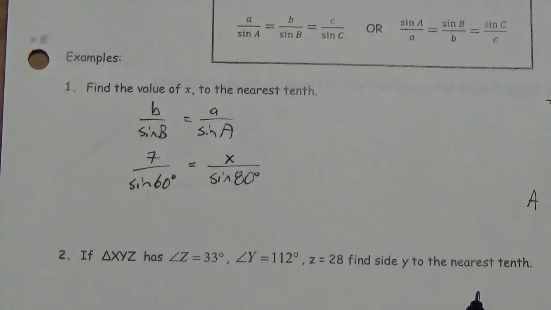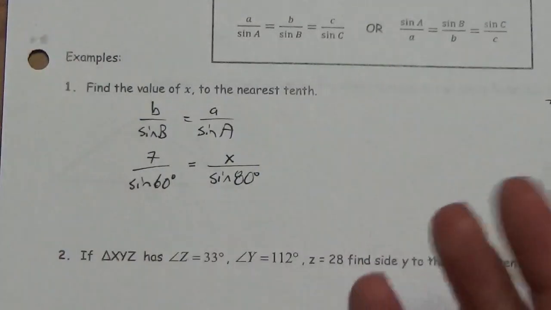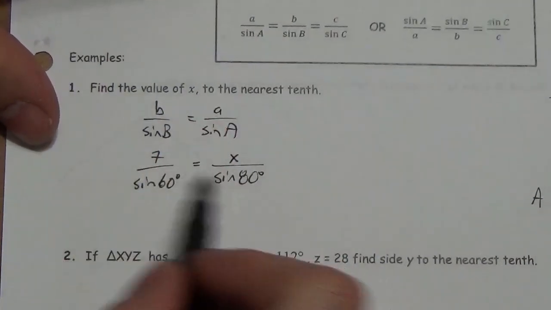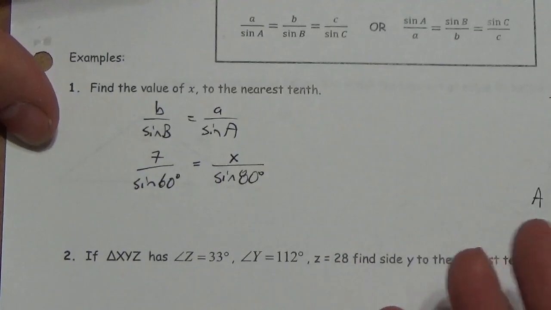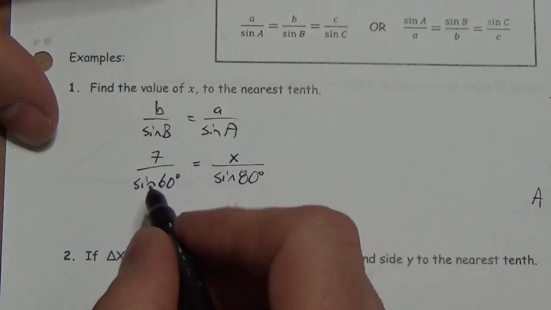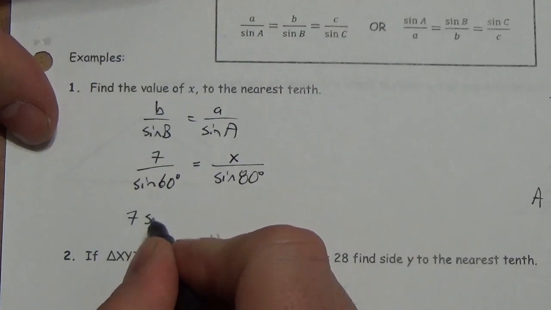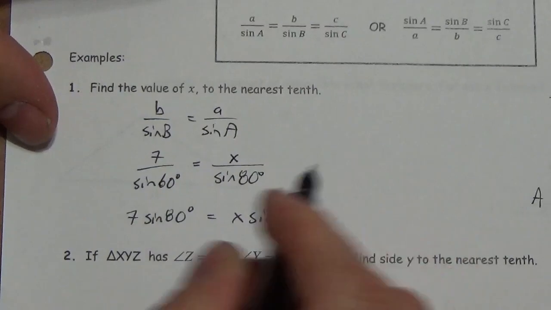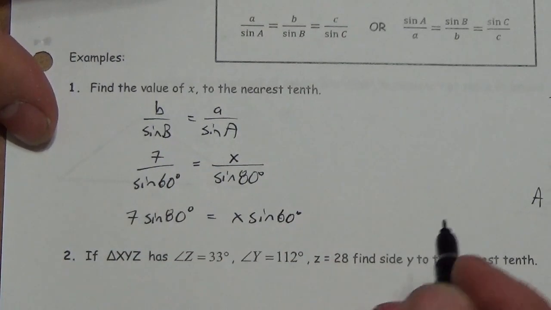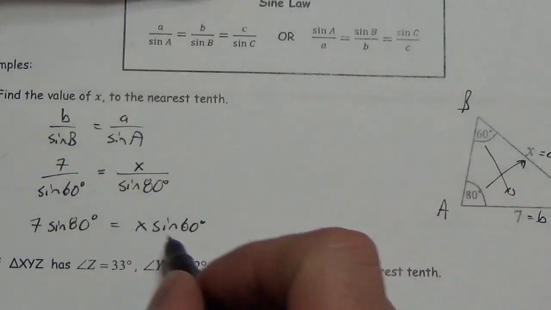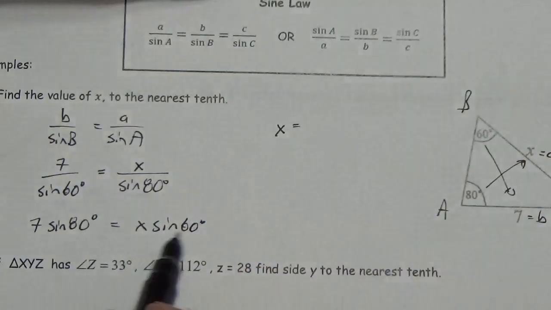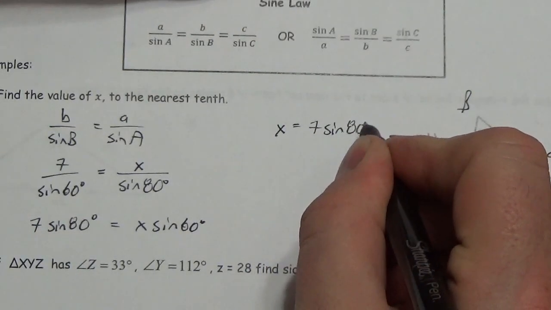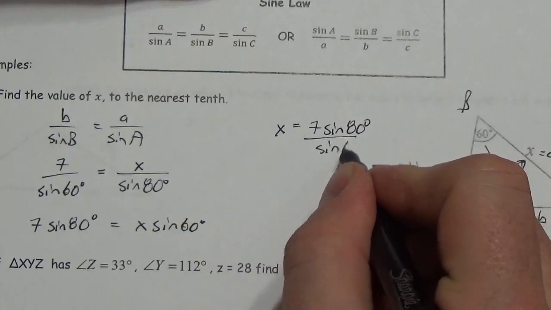Now, this is a proportion, so I can cross multiply. Now I know some people don't like that expression, cross multiplying. Basically, I'm going to multiply both sides of the equation by the denominator here, sine 60, sine 80. And that's effectively going to become 7 times the sine of 80 will equal x multiplied by the sine of 60. So really, I am just multiplying across the equal sign. Now, to solve for x, I'm going to divide both sides of the equation by the sine of 60. So 7 sine of 80 degrees divided by the sine of 60 degrees.